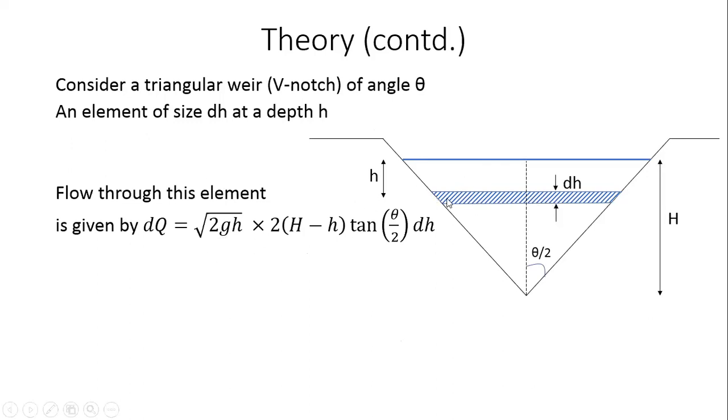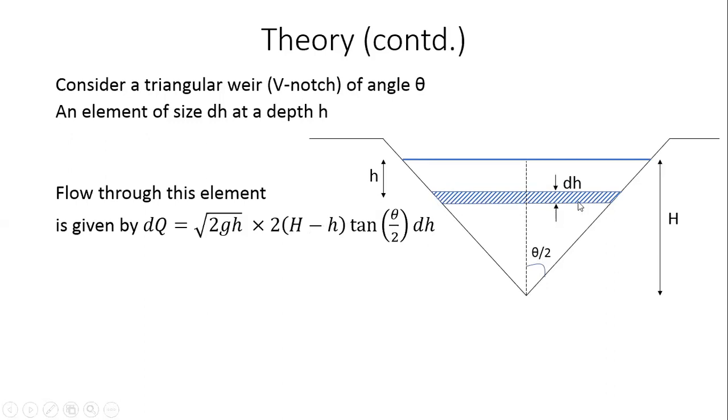This shaded area is, what is it? It will be this thickness dh multiplied by this length, right? What is that length? That length you can simply find using geometry. The entire angle is theta, so this half angle will be theta by 2. So tan theta by 2 will be this opposite side divided by the adjacent side. The adjacent side is capital H minus small h, right? So this entire width will be 2 times capital H minus small h into tan theta by 2.